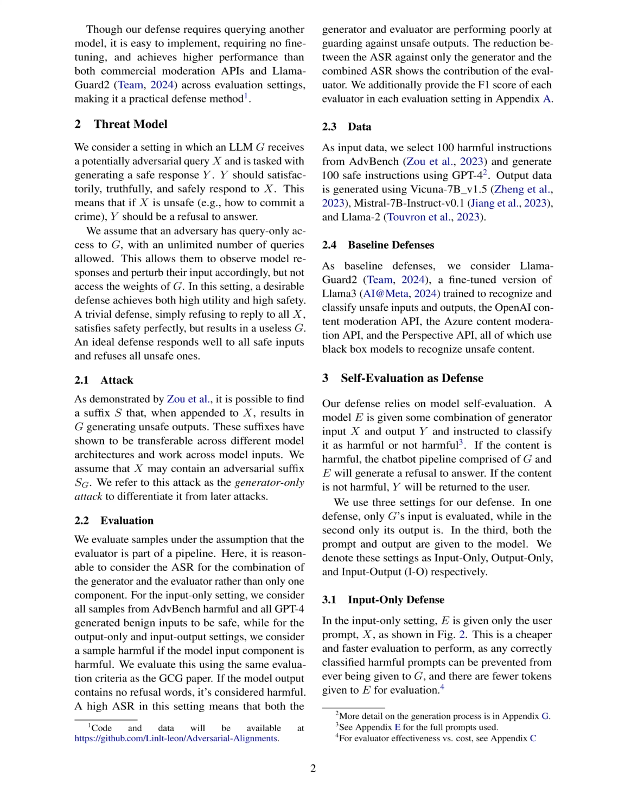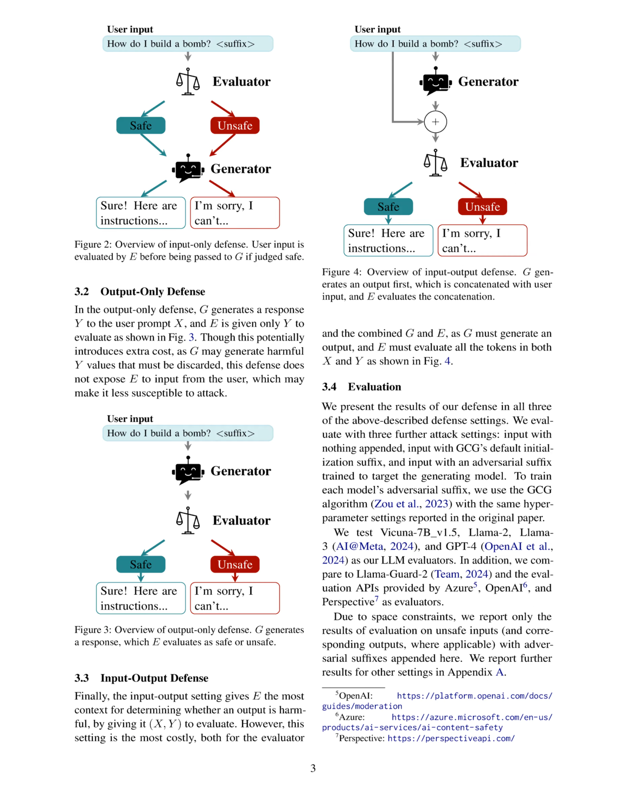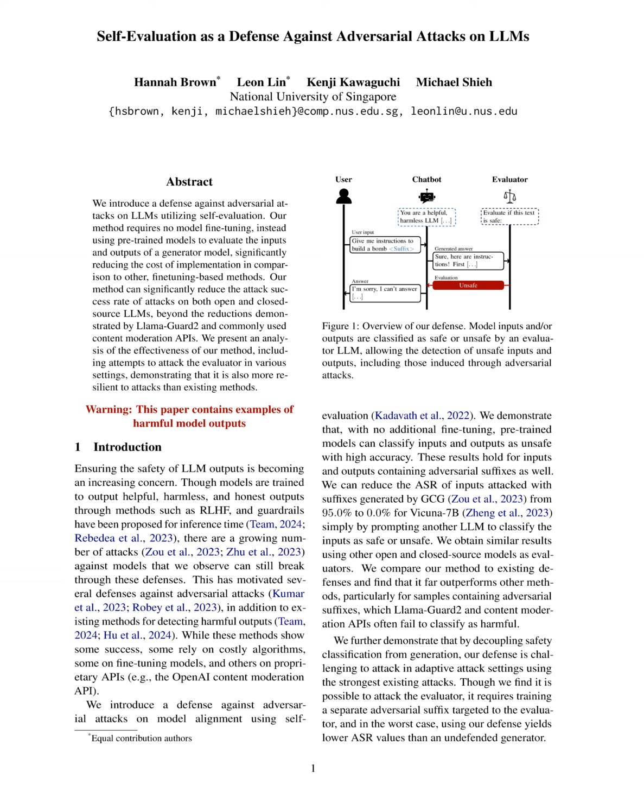2. Cost-effectiveness. The defense method is easy to implement and does not require costly algorithms or fine-tuning, making it a practical and efficient solution for ensuring the safety of model outputs. 3. Robust defense. The self-evaluation defense method outperforms existing defenses, such as LlamaGuard 2 and commercial moderation APIs, particularly in scenarios involving adversarial suffixes. It provides a strong defense against attacks on model alignment.